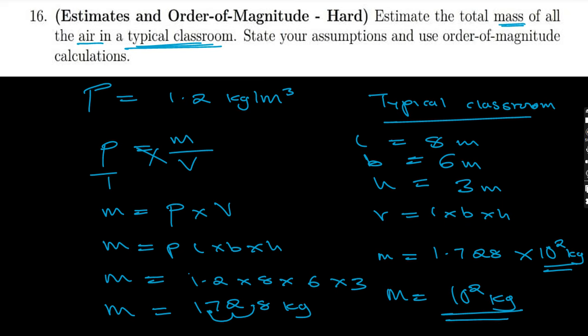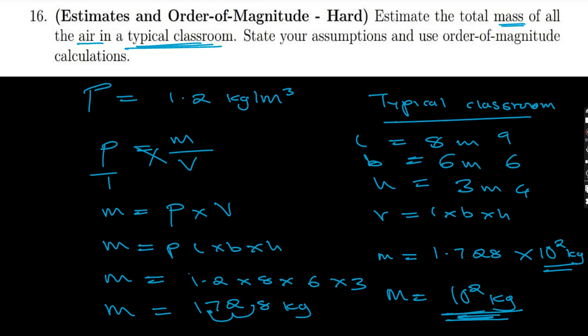Go ahead and change the dimensions of the classroom: here 9, here you try 6, same 6, here you try 4. You still have 10 to the power 2 as the order of magnitude. That's the interesting part about order of magnitude.